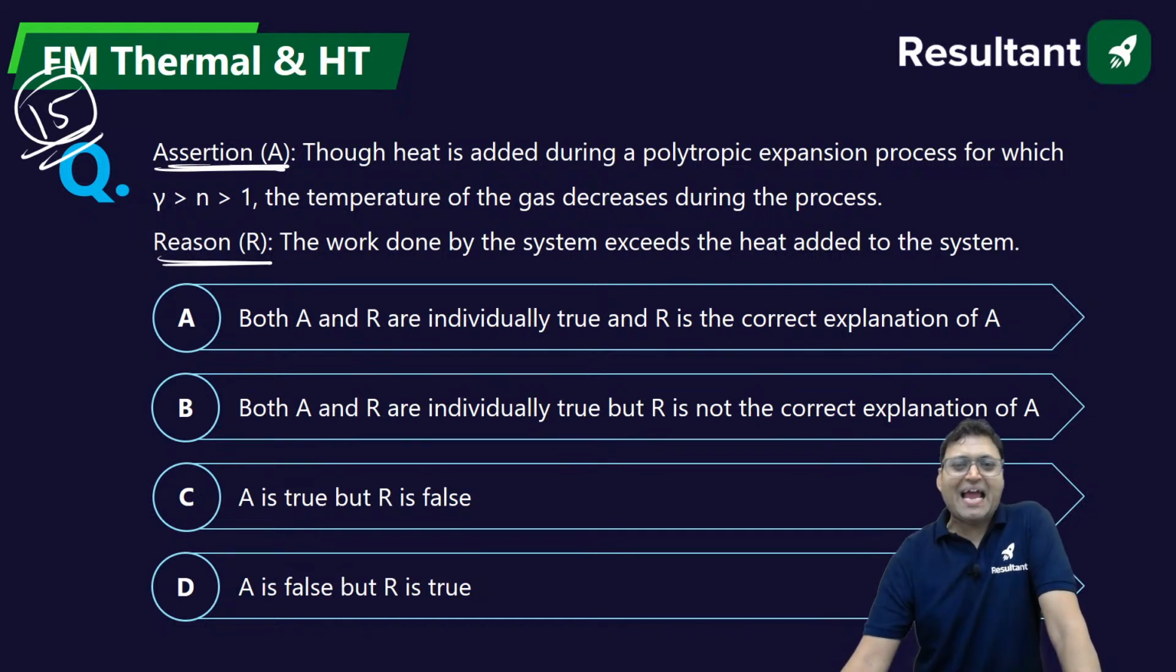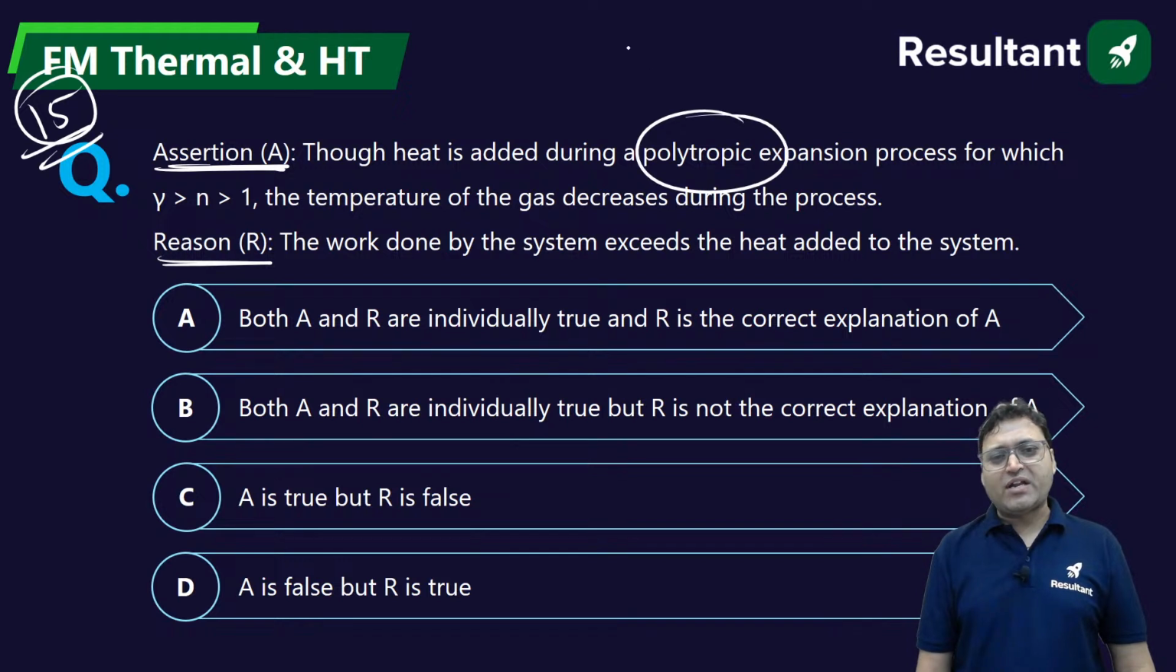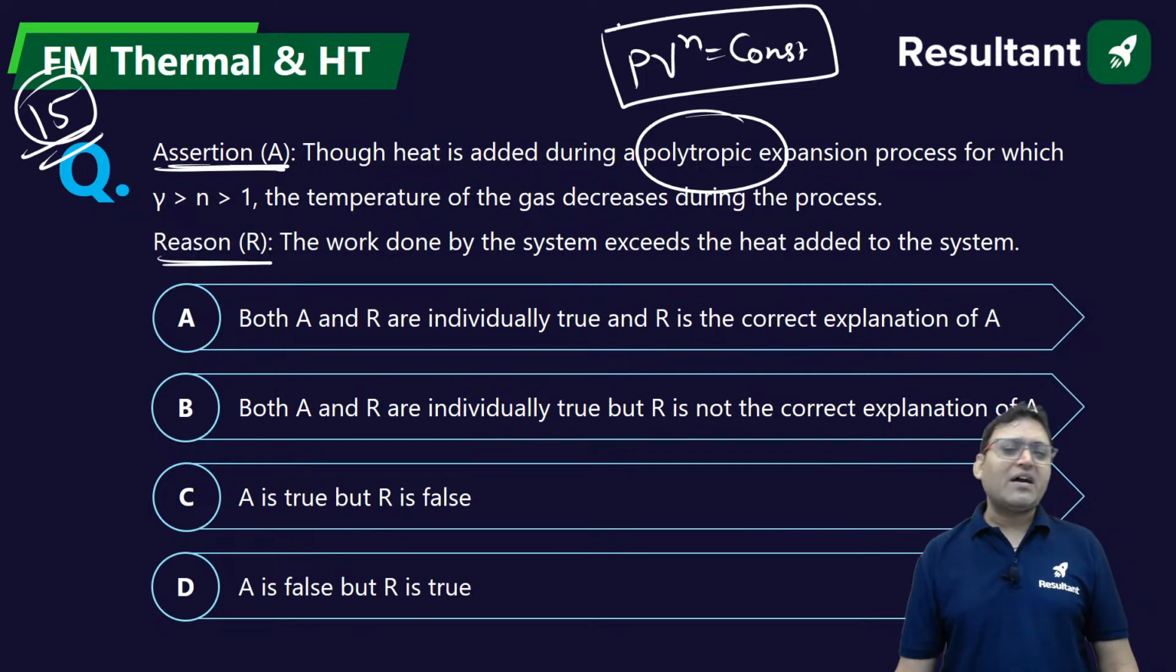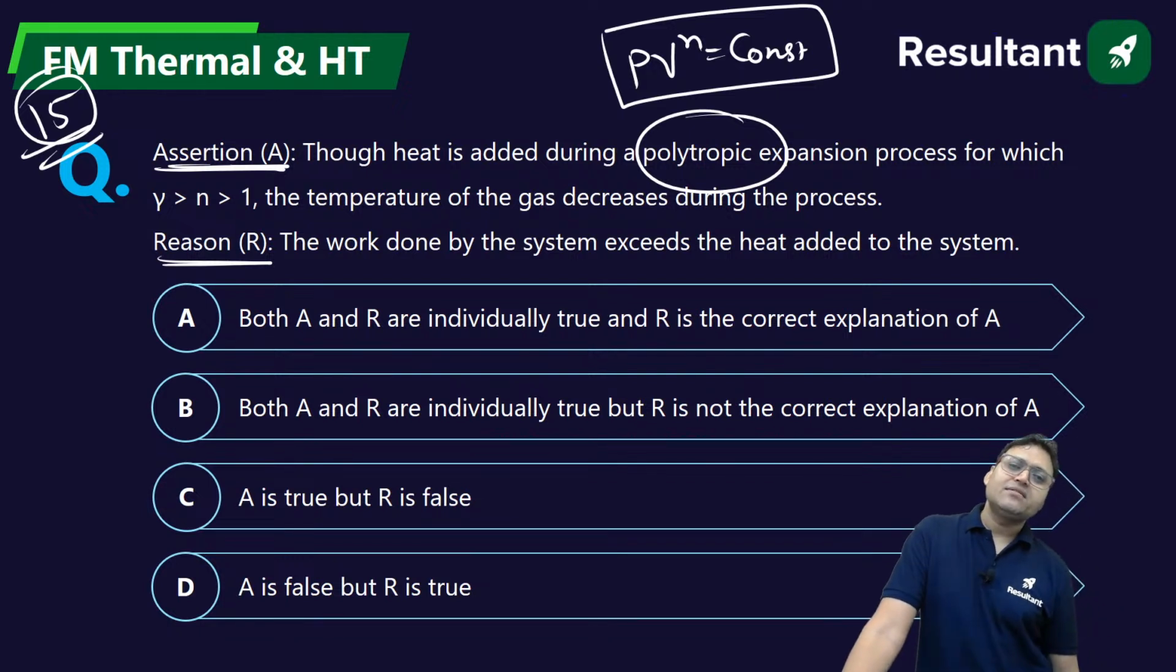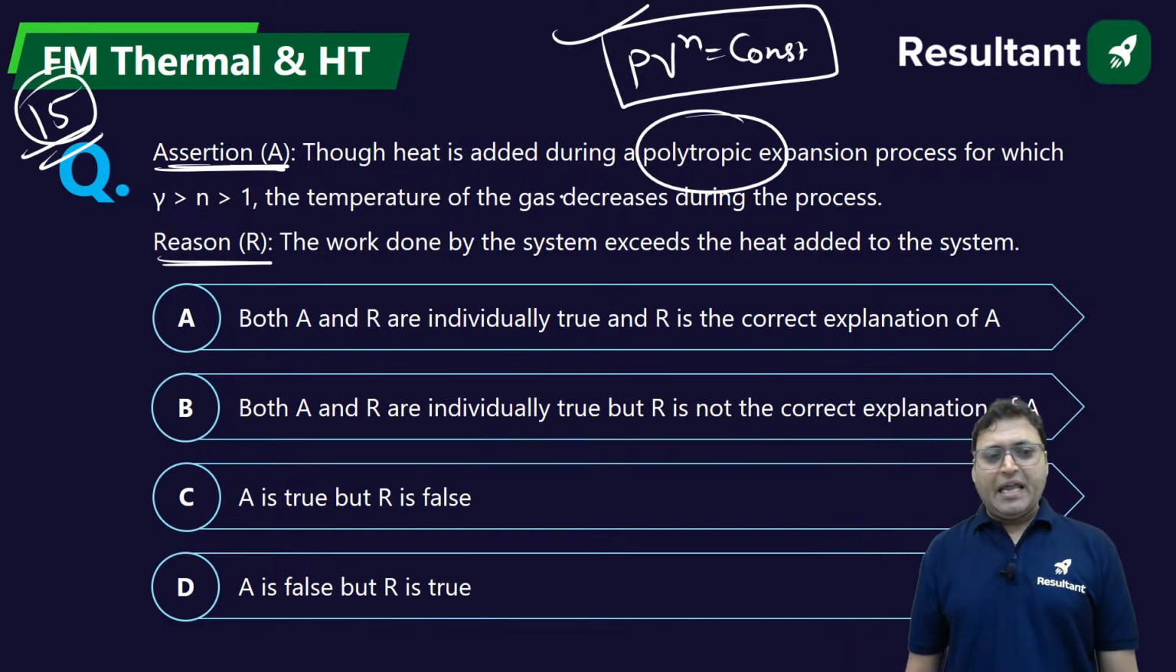The heat is added during a polytropic process. What is a polytropic process? PV to the power n is equal to constant. Along with the heat transfer, there is a work transfer also. If the process is neither isothermal, adiabatic, isochoric, nor isobaric, then it is called a polytropic process.